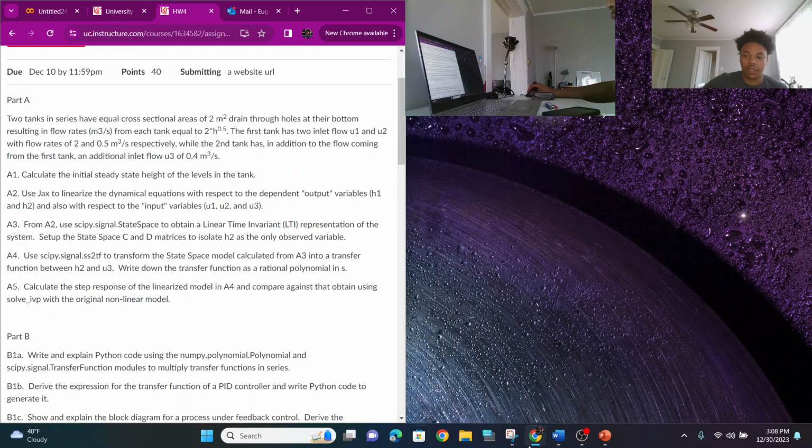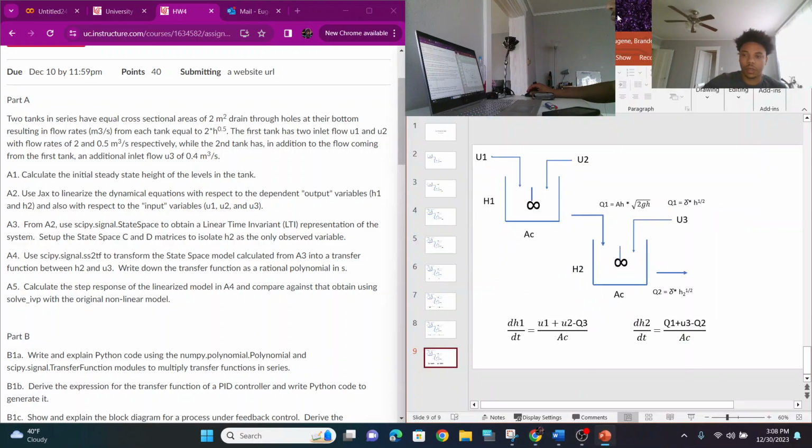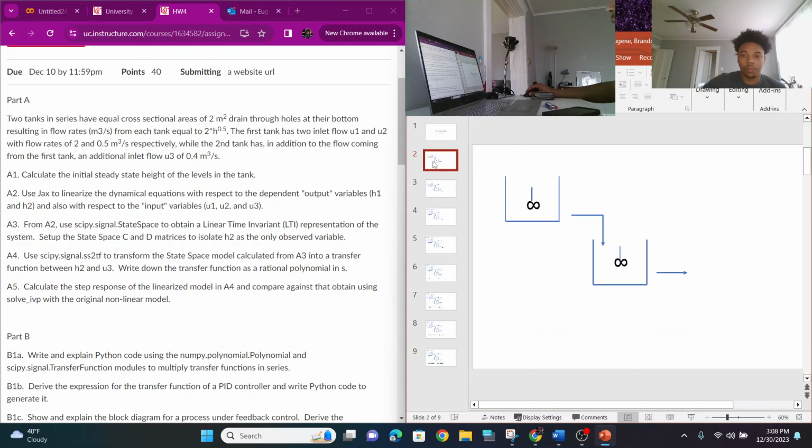So I have an example of what that looks like right here. This is homework number 4. We have tank 1 and tank 2, and tank 1 is flowing into tank 2. Then we're going to have different heights for each, and different flow rates. Understand that each flow rate is going to be associated with the height of the tank. And then we have our flow rates going in, U1 and U2, and our flow rate coming into tank number 2, U3.